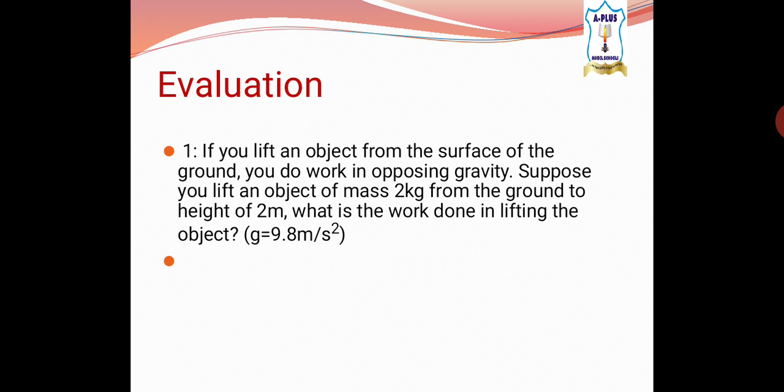If you lift an object from the ground, you do work in opposing gravity. Suppose you lift an object of mass 2 kg from the ground to a height of 2 meters. What is the work done in lifting the object? And we are given g as 9.8 meters per second squared, the acceleration due to gravity. Here, if you look closely, we're given the mass, the height, and the acceleration due to gravity. Which formula are we going to use here?